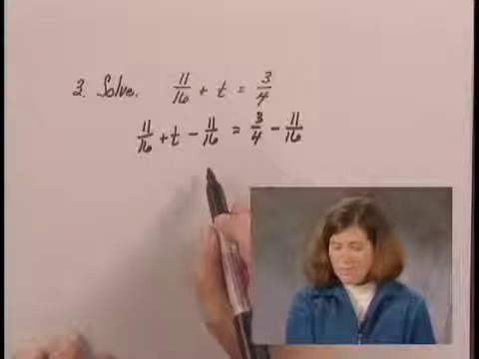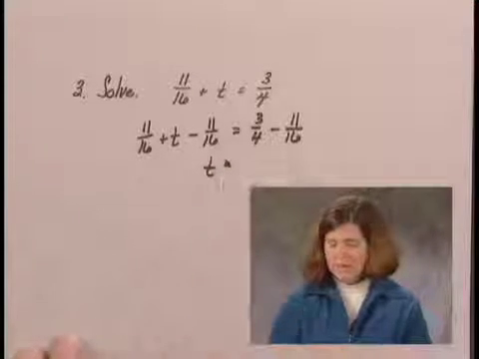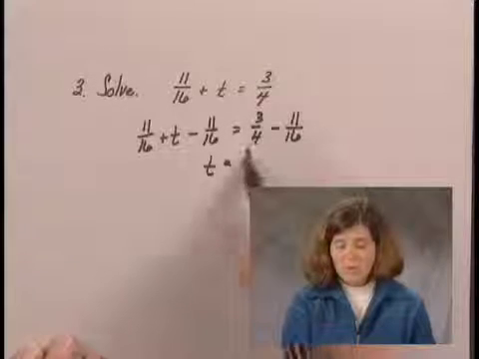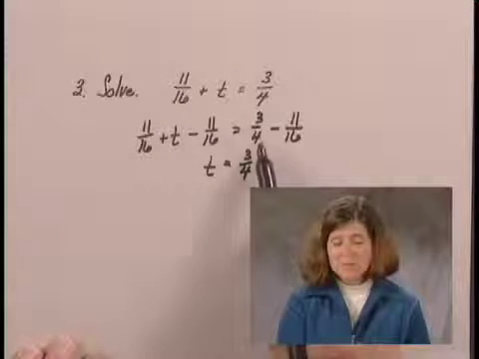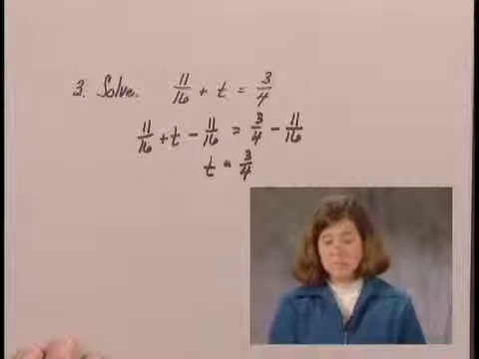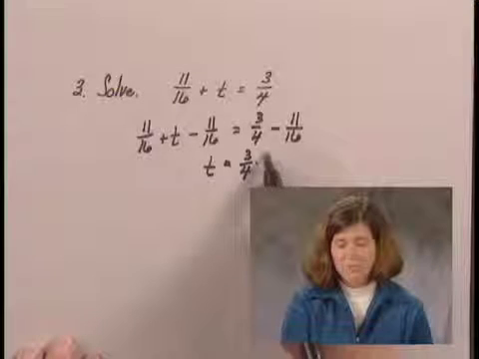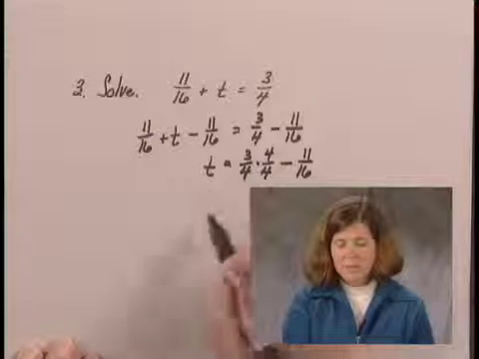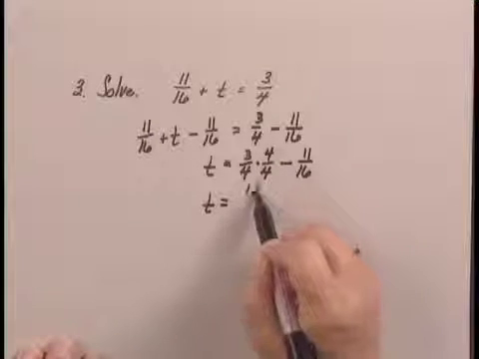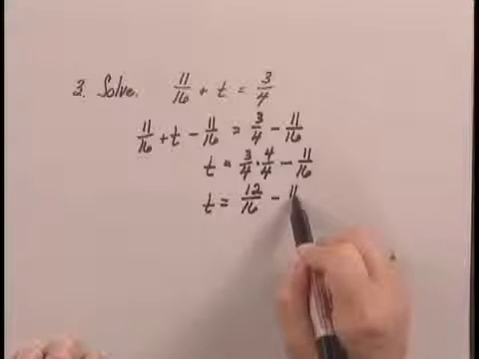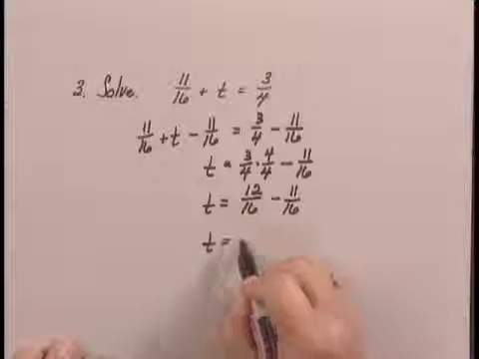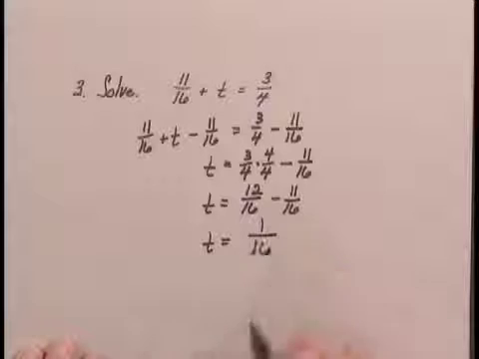This side simplifies to T, and on the right side we want to get a common denominator in order to subtract the fractions. Since 16 is a multiple of 4, 16 is our least common multiple of 4 and 16, so we can write 3/4 times 4 over 4 minus 11 over 16, and we have 12/16 minus 11/16. We now have a common denominator, so we can subtract numerators. 12 minus 11 is 1, and we write that over the common denominator, 16.